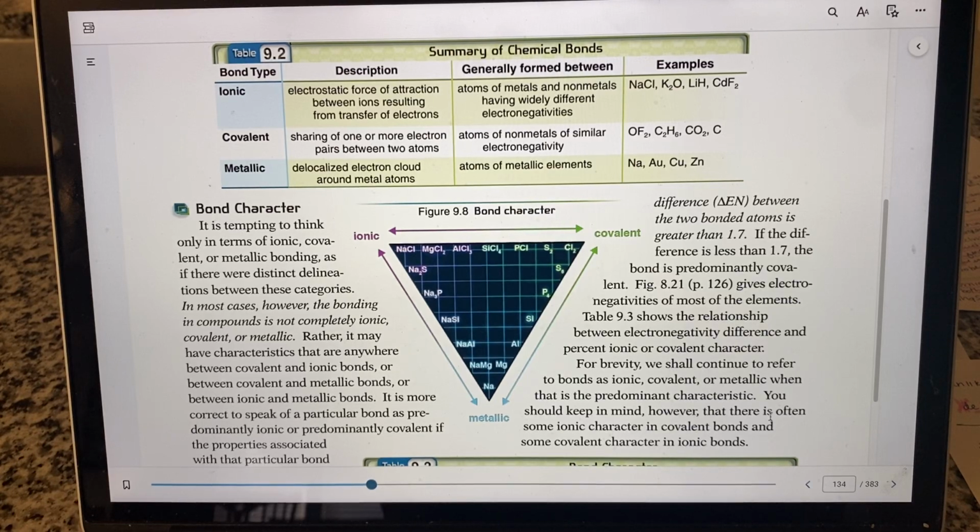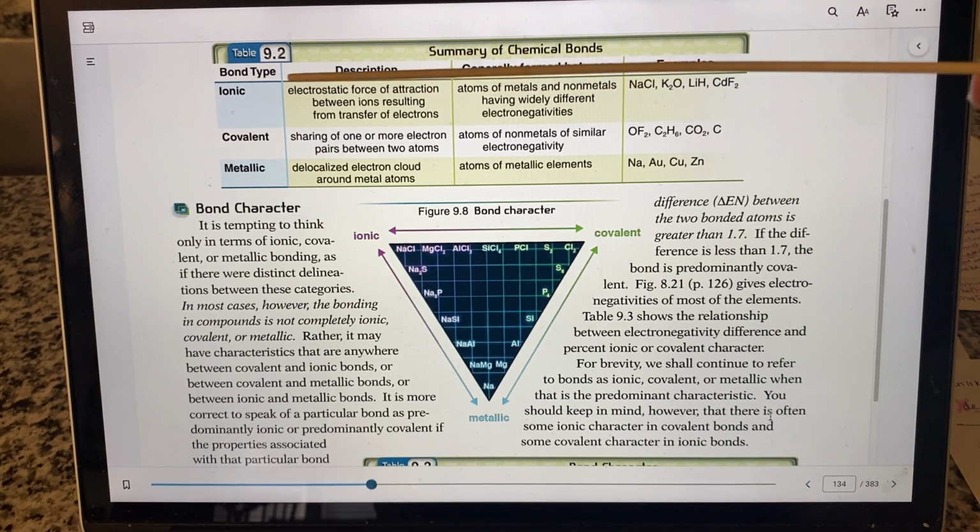So we are in chapter 9 of your chemistry book, and we're coming to the end of section 1, which is quite a long section. And then we're going to go over the chapter review and also your quiz. I think it's quiz 14. So what we've been talking about is the types of chemical bonds.